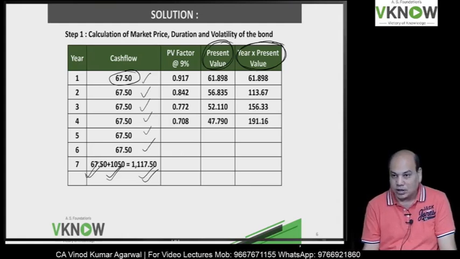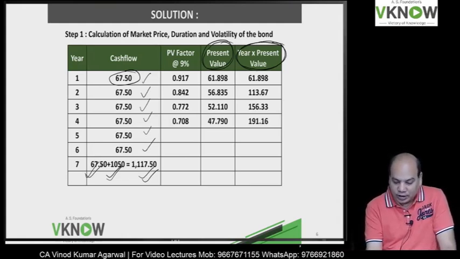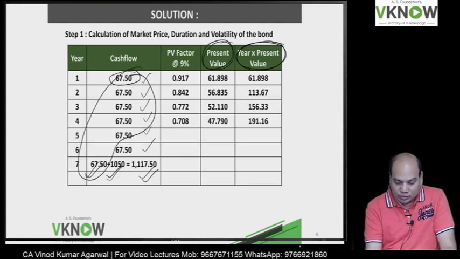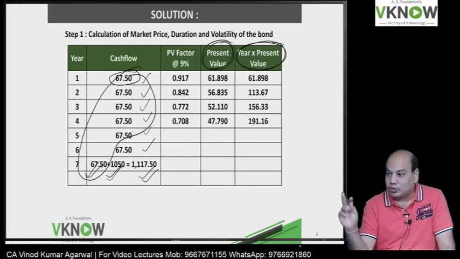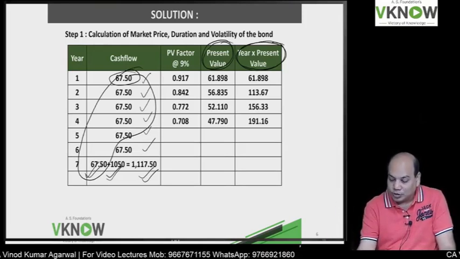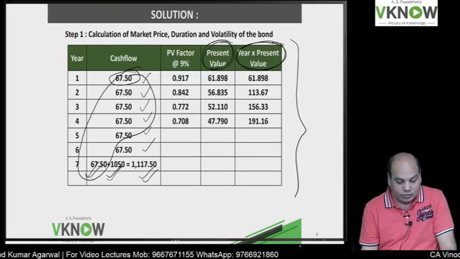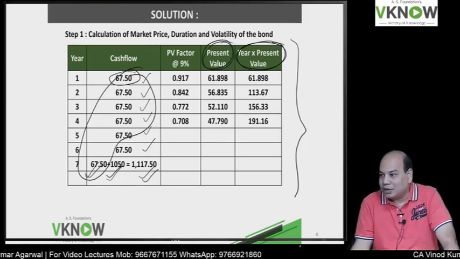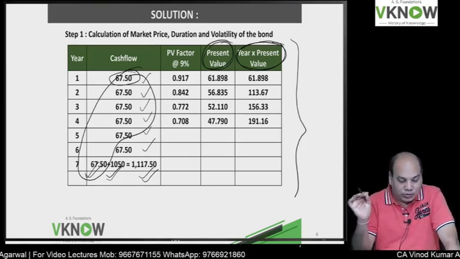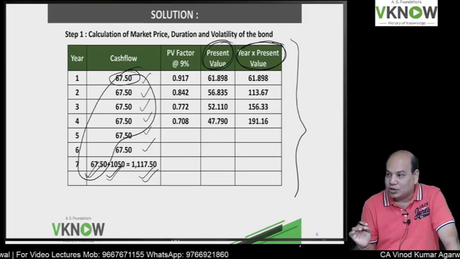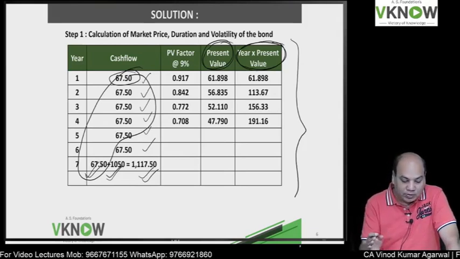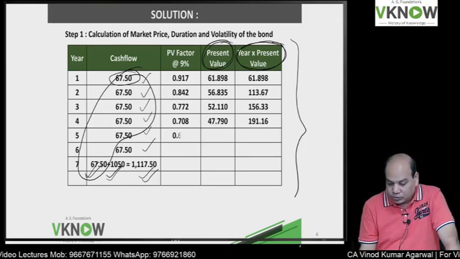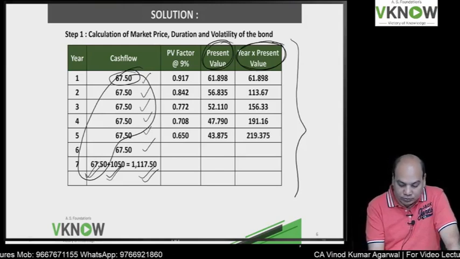191.16. One student has asked a query: can we directly use the annuity factor? The answer is, only if you have to compute present value. But if you have to compute duration also, then you cannot use the annuity factor. For duration calculation, we require the present value of each year because I have to multiply by the year. So please continue with the factors given in the book.